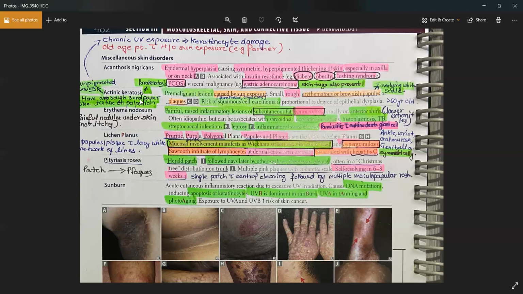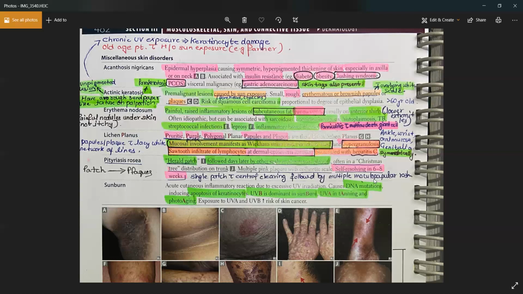So a single patch will be there, and then the patient will have these multiple plaques all over the body, and this condition is known as pityriasis rosea. And because it is followed by a viral infection, the patient will have a resolution of symptoms after 6 to 8 weeks.